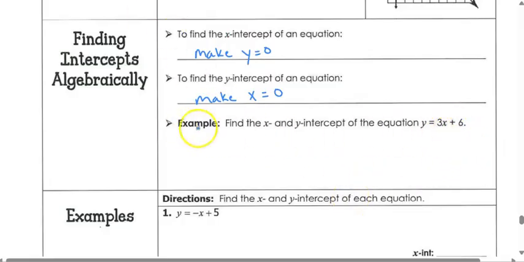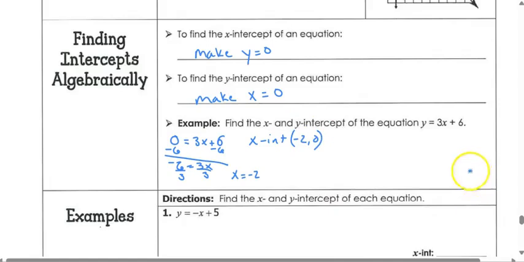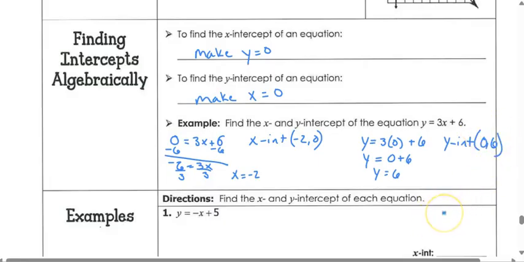Let's find the x-intercept of this one. That means I'm going to make y 0 and then solve for x. So -6 equals 3x, and then I divide by 3, and I get x equals -2. So my x-intercept is (-2, 0). Then for my y-intercept, this time I'm going to make x 0. So I have y equals 3 times 0 plus 6. 3 times 0 is 0, plus 6, so y equals 6. So that means my y-intercept is going to be (0, 6), because remember, we're going to write those as ordered pairs.